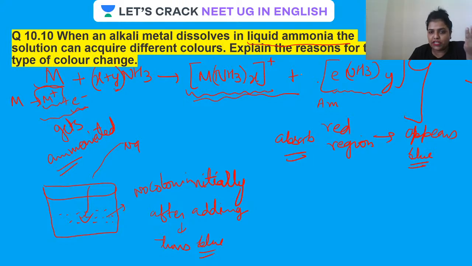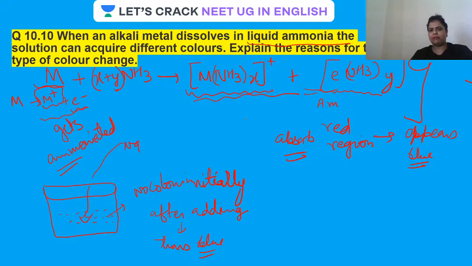Because of this, the solution is conducting in nature. Because of the unpaired electron you can see here, initially, remember, it is actually paramagnetic also. But gradually, as concentration increases, I'm repeating, as more and more metal you keep on adding, this electron gets paired up.